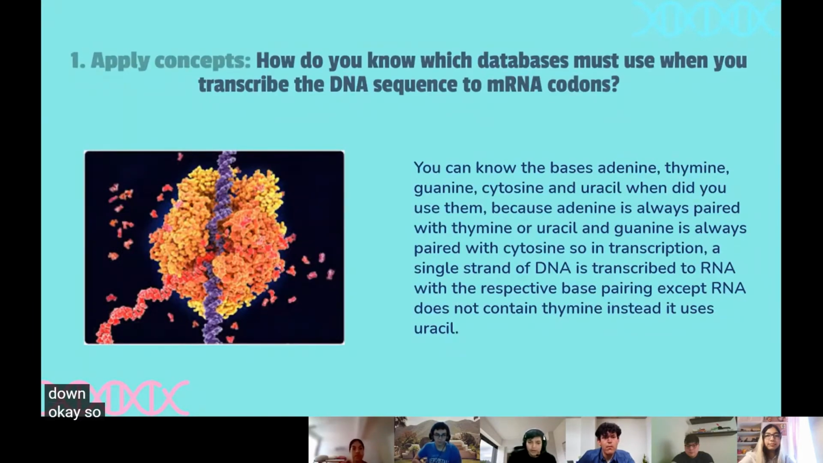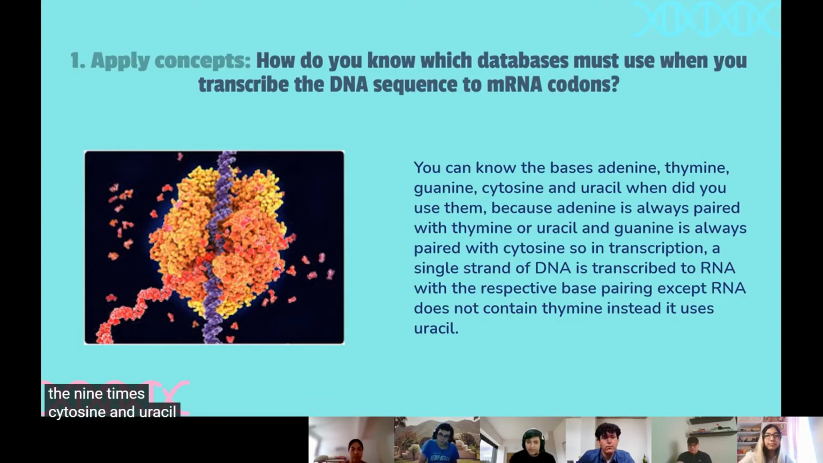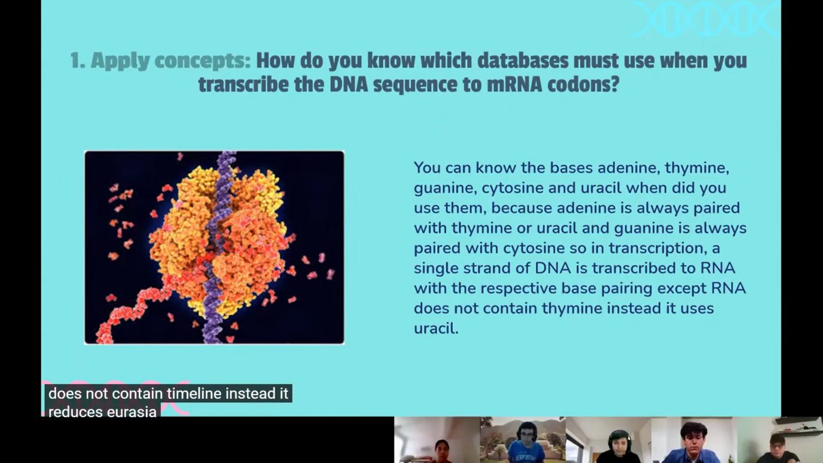Okay, so how do you know which bases must be used when you transcribe the DNA sequence to mRNA codons? You know the bases adenine, thymine, guanine, cytosine, and uracil. When do you use them? Because adenine is always paired with thymine or uracil, and guanine is always paired with cytosine. So in transcription, a single strand of DNA is transcribed to RNA with the respective base pairing, except RNA does not contain thymine. Instead, it uses uracil.